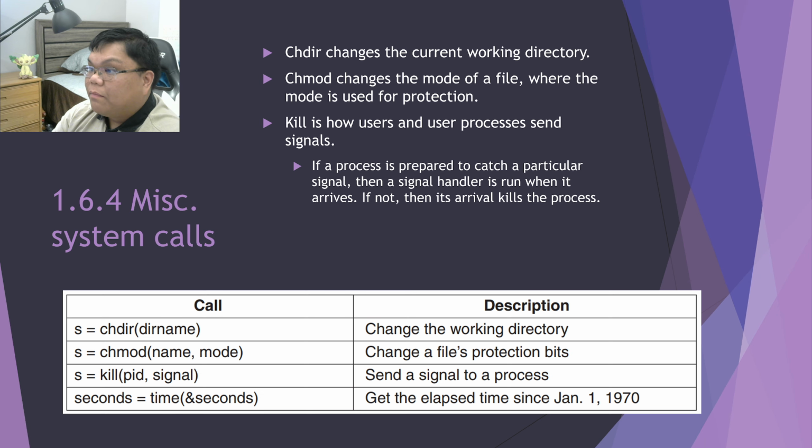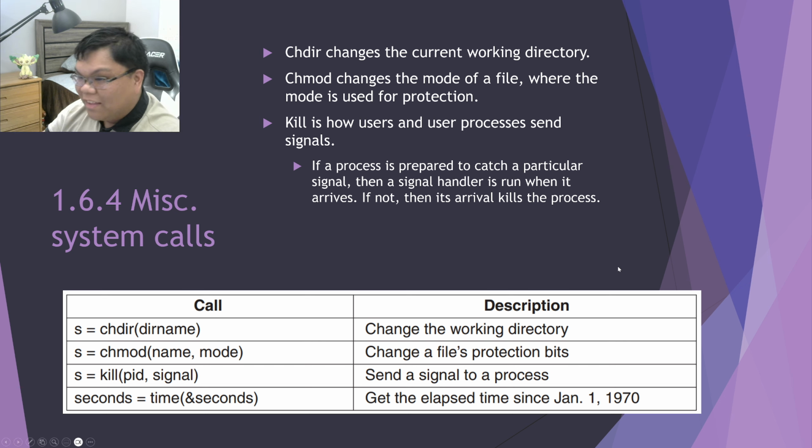Okay. There are a few more system calls after this. So, change directory, that changes the current working directory. chmod changes the mode of a file, where the mode is used for protection. Kill is how users and user processes send signals. If a process is prepared to catch a particular signal, then a signal handler is run when it arrives. If not, then its arrival kills the process. Hey, catch! And then you die. Well, you as a process die.